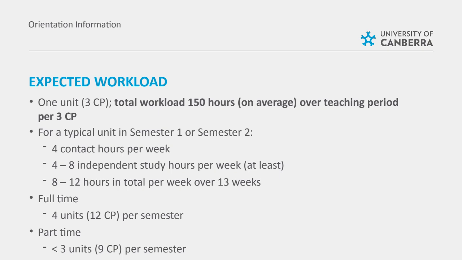What is your expected workload as a student? Well, 1 unit, 3 credit points, you usually have a workload of 150 hours on average over the teaching period. So for a typical unit in semester 1 or semester 2, you have 4 contact hours per week, 4 to 8 independent study hours per week at least, and 8 to 12 hours in total per week over 13 weeks.